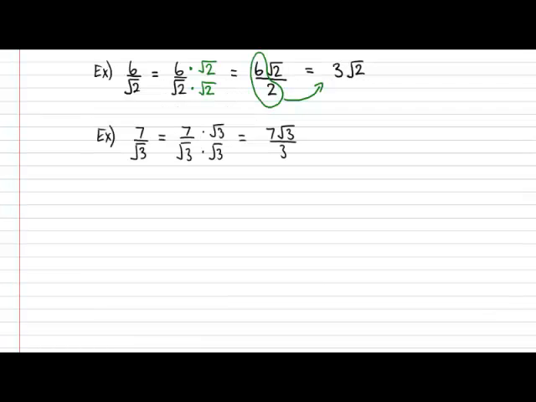Alright, let's try a slightly more complicated example. Suppose I asked you to rationalize the denominator in the following: 4 over 2 root 5. So, same as before. 4 over 2 root 5. I'm going to multiply the denominator and the numerator by root 5.